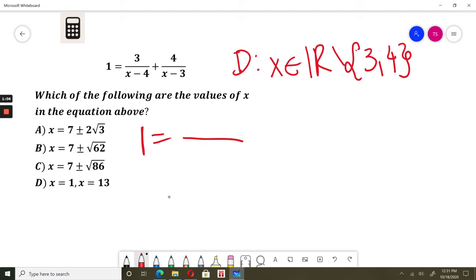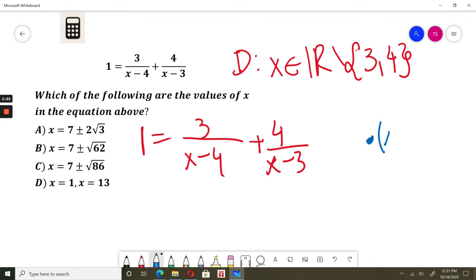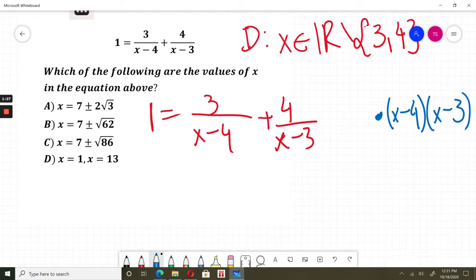1 is equal to 3 over x minus 4 plus 4 over x minus 3. In most cases when we solve an equation, it's good not to have fractions, not to have denominators. That's why I will multiply both sides, everything, by x minus 4 and x minus 3.